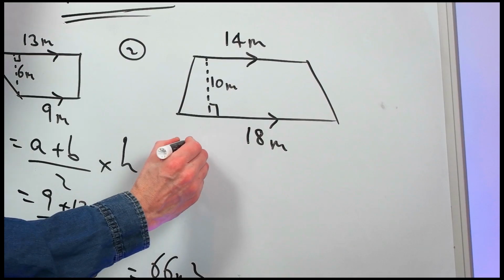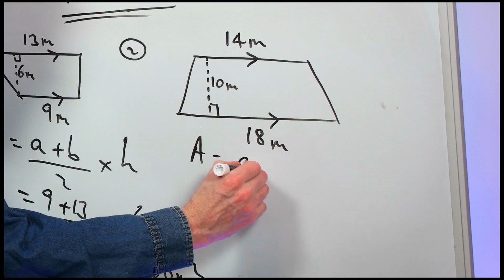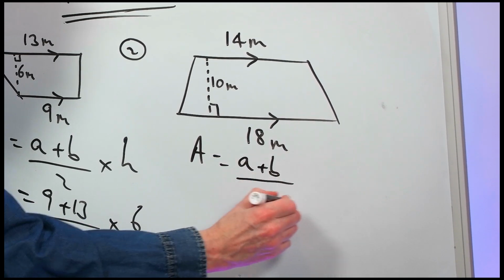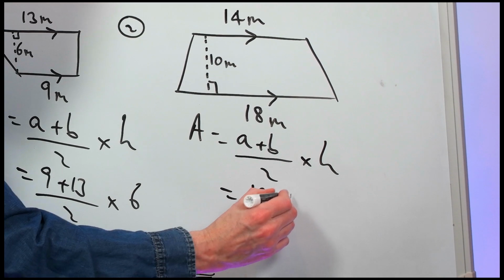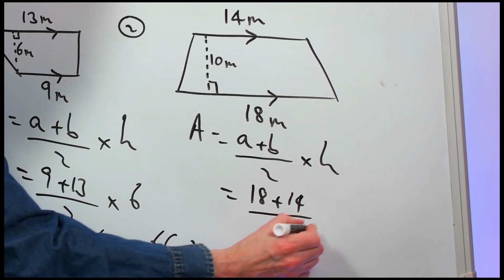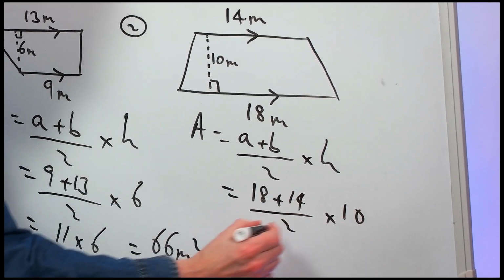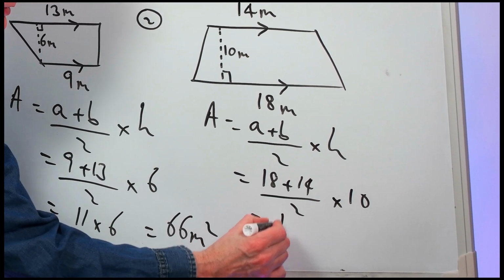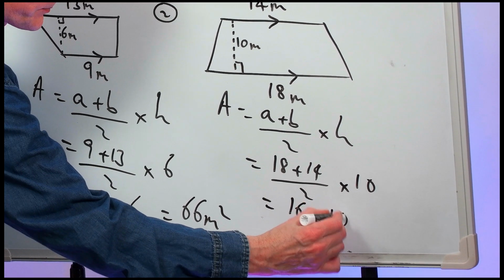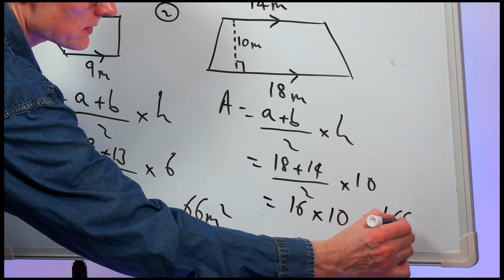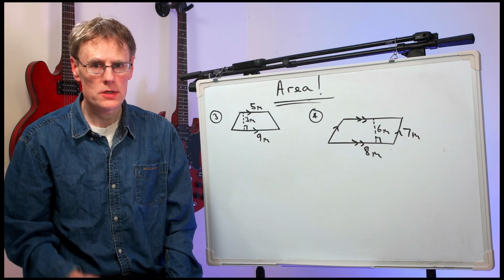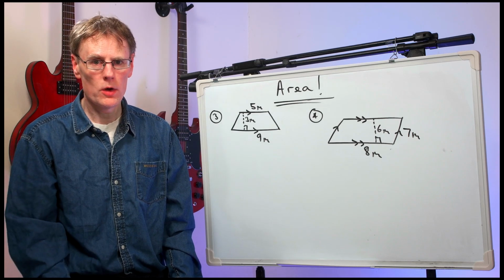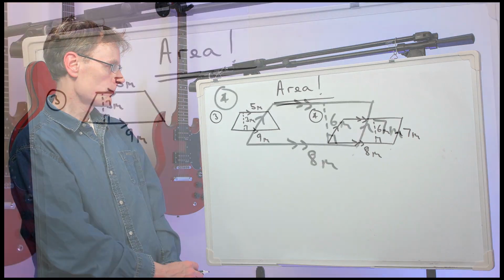Number 2, again, same formula. The area is A plus B over 2 times H, which is 18 plus 14 over 2 times 10. So that comes to 16 times 10, which is 160 meters squared. Right, just a couple more questions before you try your big worksheet. Okay, off you go.